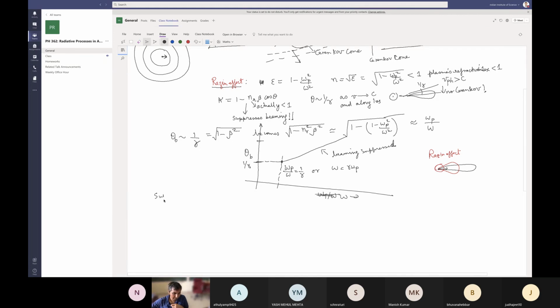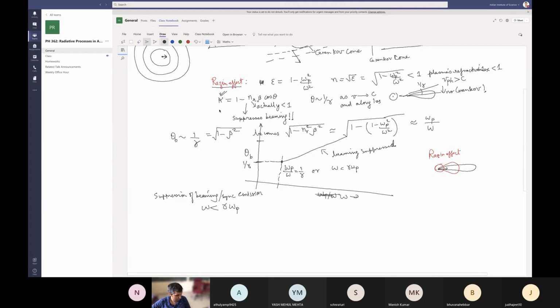So suppression of beaming, and hence of synchrotron emission, happens where omega is less than gamma omega_p. At very low frequencies the synchrotron spectrum will cut off because of this Razin effect, which suppresses beaming, and that fundamentally is because of this kappa. Both the Razin effect and the Cherenkov effect are fundamentally because of this behavior of kappa.